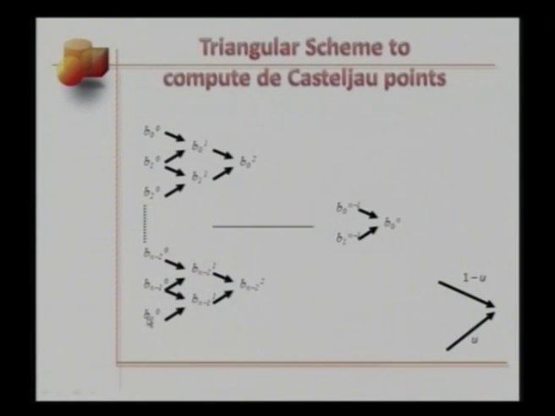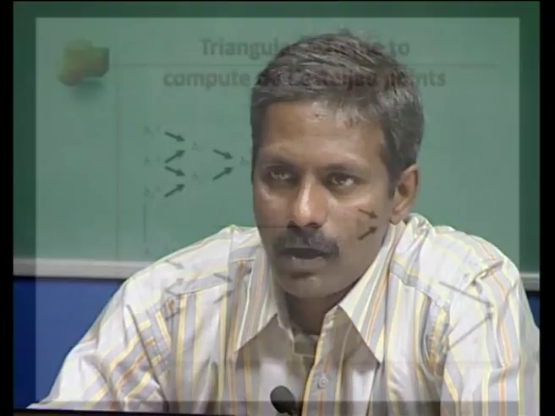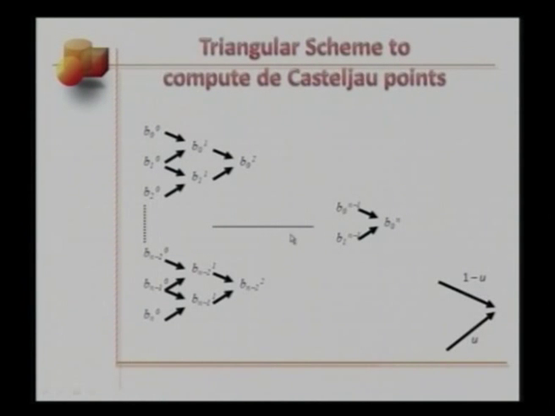There is a point I want to mention here. This column, the very first column, contains the position vectors of all the design points. By that I mean that in this entire triangular scheme, we are working individually with the x coordinates, with the y coordinates, and with the z coordinates. These points here on the second column, on the third column, and so on and so forth would be again the position vectors of all the intermediate de Casteljau points. One should keep that in mind.